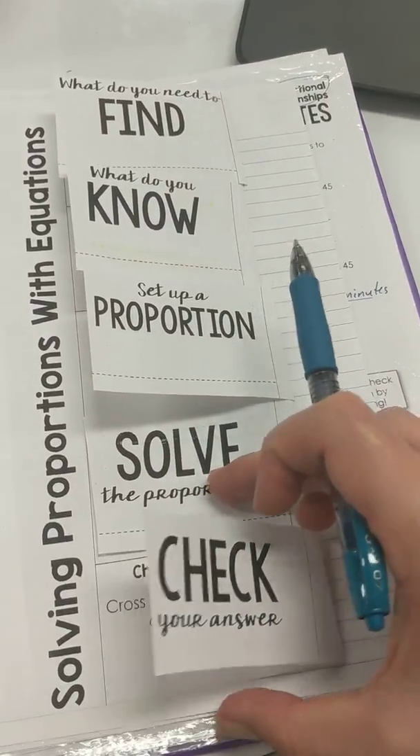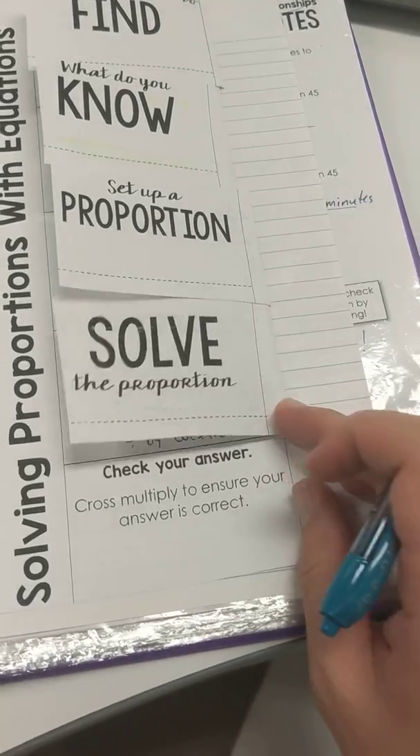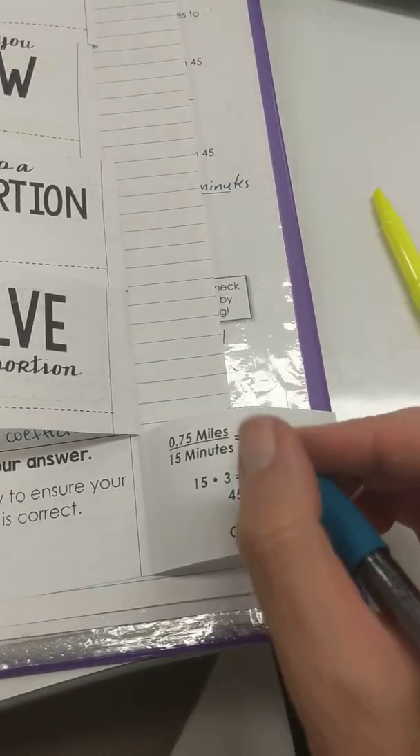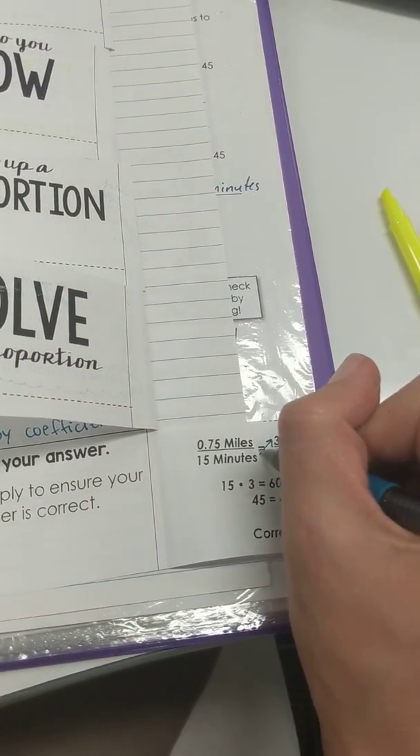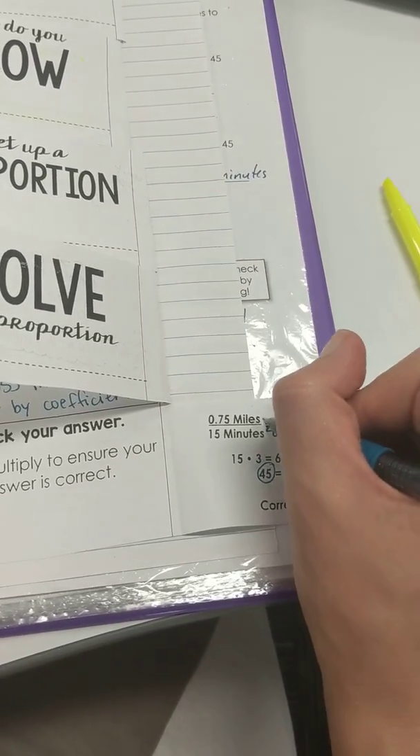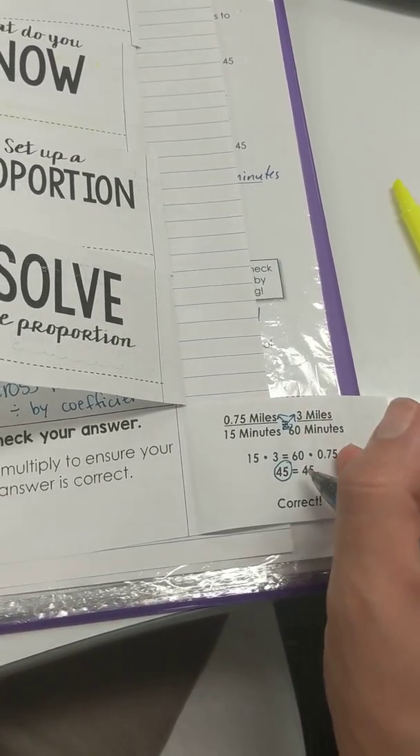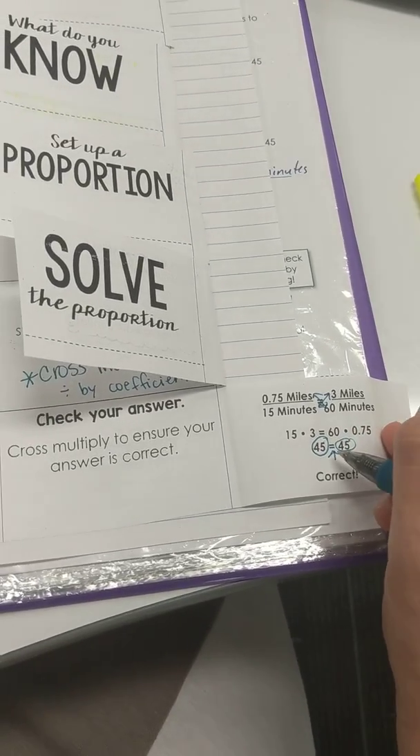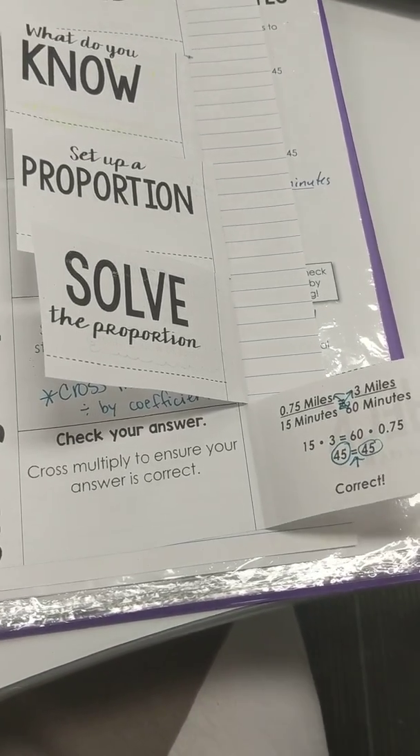So we can check our answer by cross multiplying to ensure our answer is correct. When I say 15 times 3, I get 45. When I say 0.75 times 60, I get 45. These guys are equivalent. They are equal. Therefore, I know that this is correct.